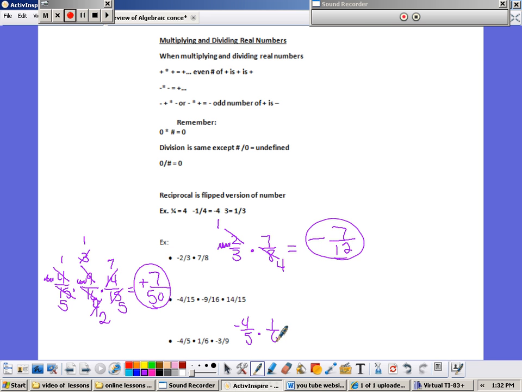-4/5 times 1/6 times -3/9. 2 negatives, which is positive. I scribble them out. 4 cannot go into 6, but 2 can go into 4 and 2 can go into 6. 1 can't reduce anything. 2 can't reduce 5, 3, or 9. 3 and 3 can reduce. So 2 times 1 times 2 is 2, and 5 times 1 times 9 is 45. So 2/45.